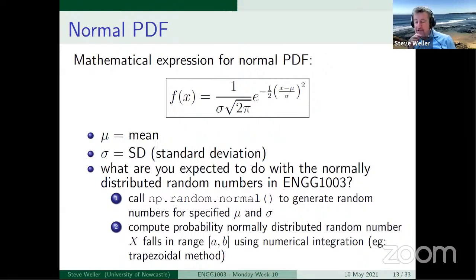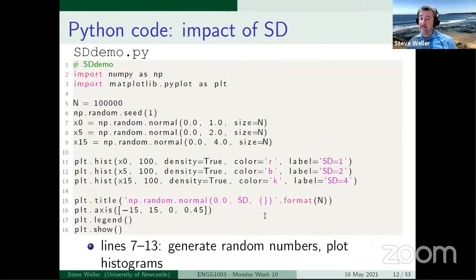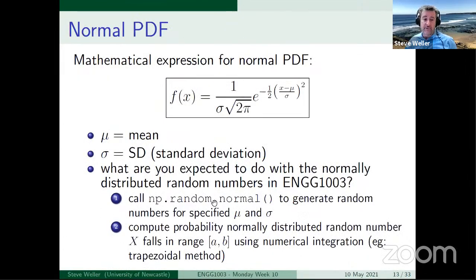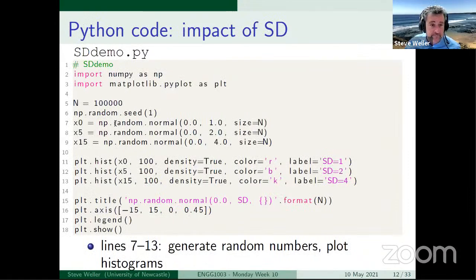So there are really two things, potentially three things, but I've listed the two main ones here. It's important for me to be clear about what I expect you to be able to do with these randomly distributed random numbers in this course. I expect you to be able to use a call to the NumPy library function normal to generate random numbers for specified mu and sigma, for specified mean and standard deviation. In fact, there's the code for doing it on pages 12 and 10. So I'm calling random normal. Here it is in line 7, for example, on page 12.